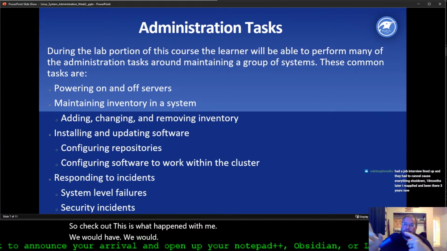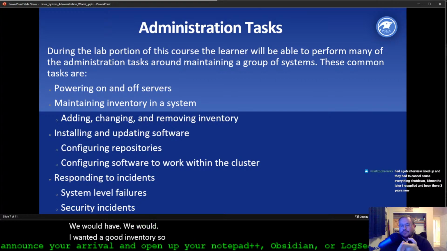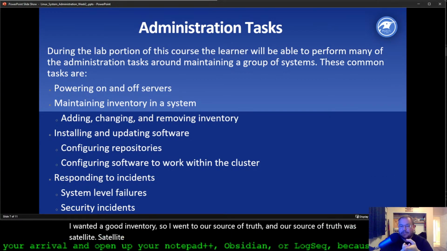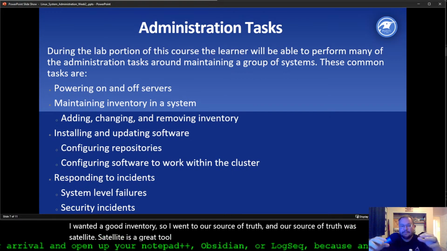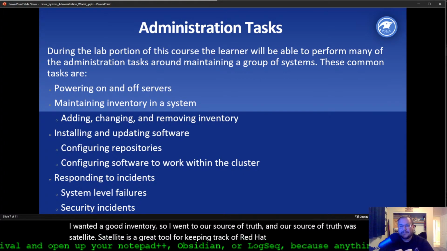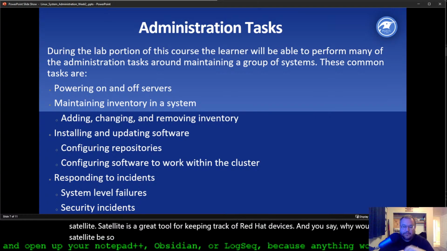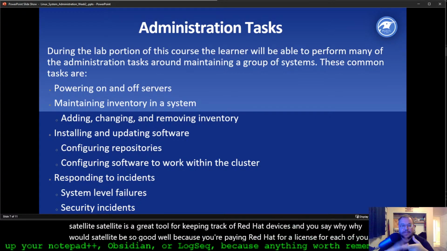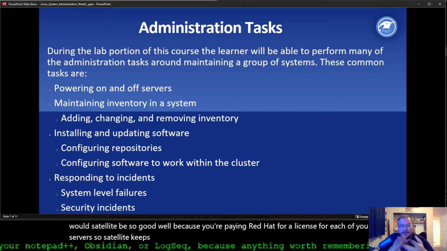I wanted a good inventory, so I went to our source of truth, and our source of truth was Satellite. Satellite is a great tool for keeping track of Red Hat devices. And you say, why would Satellite be so good? Well, because you're paying Red Hat for a license for each of your servers. So Satellite keeps track of all your licenses. They know where all your servers are.